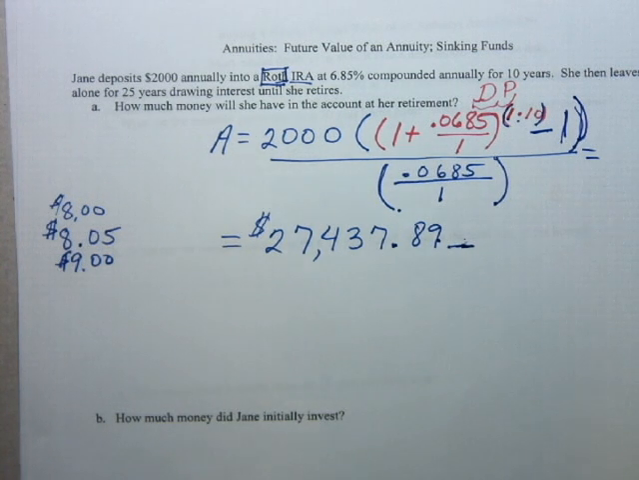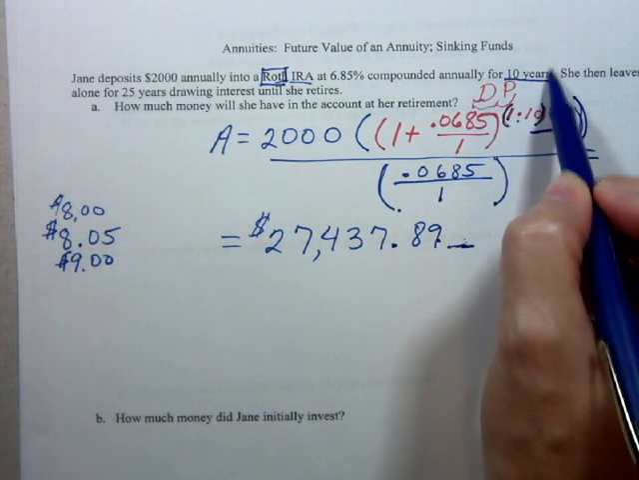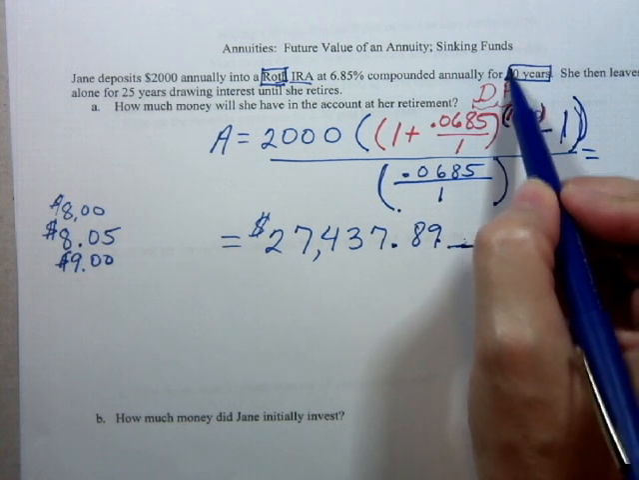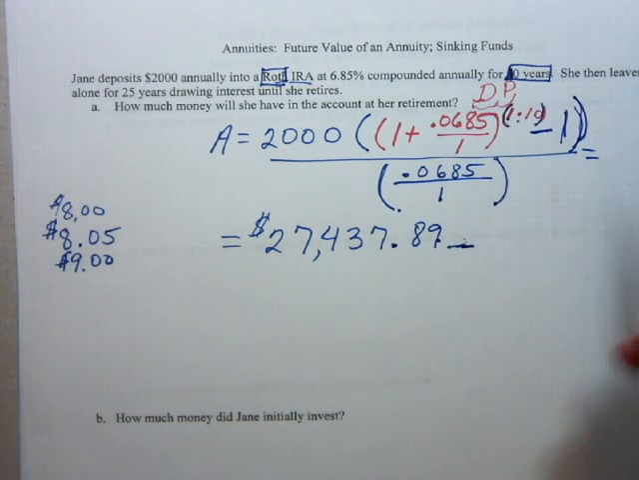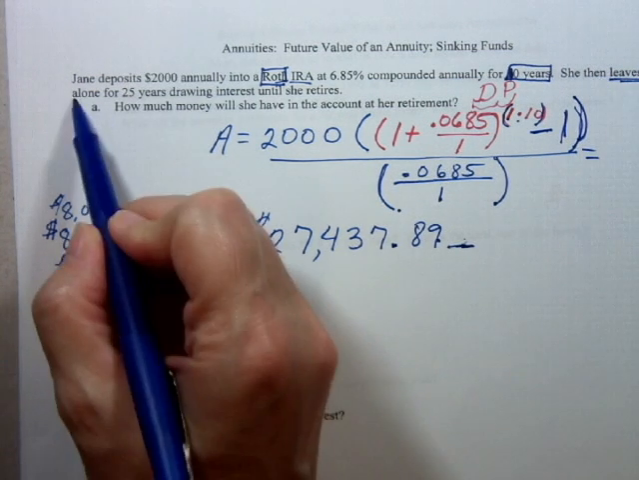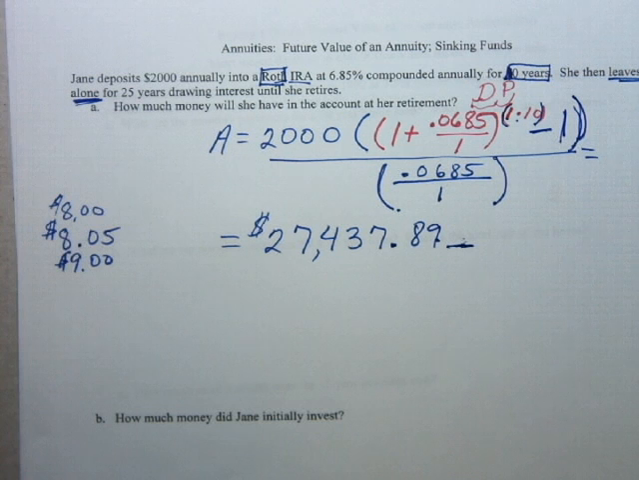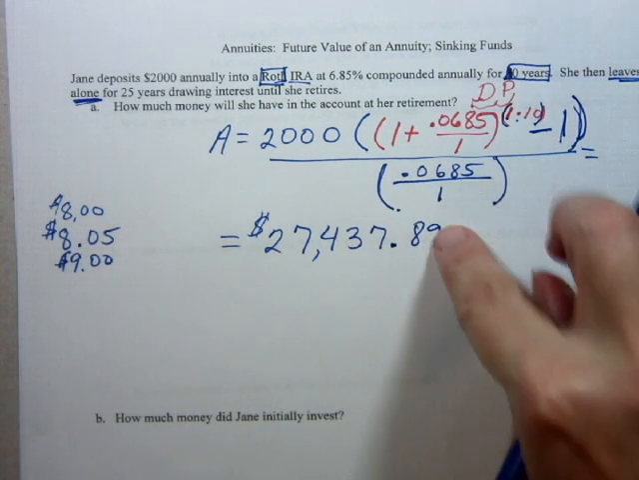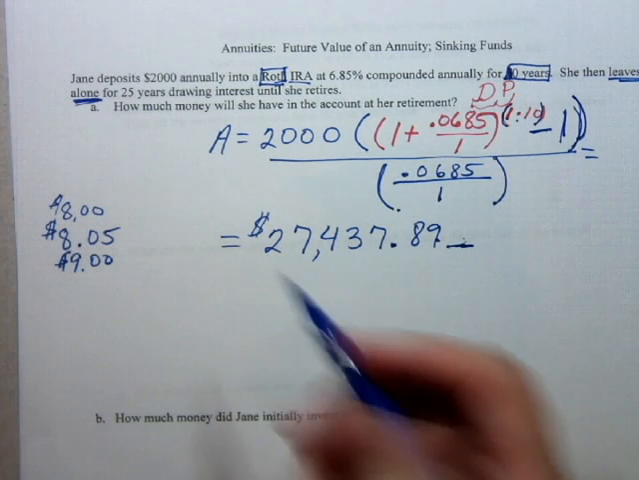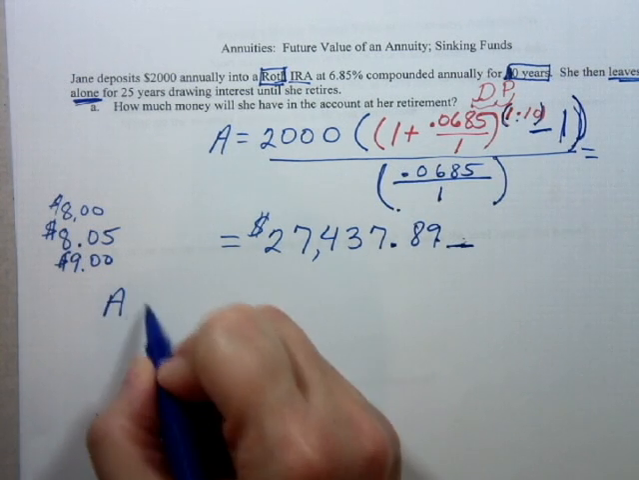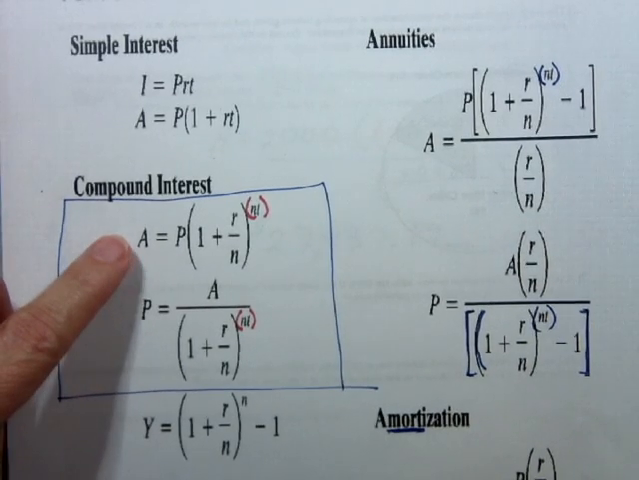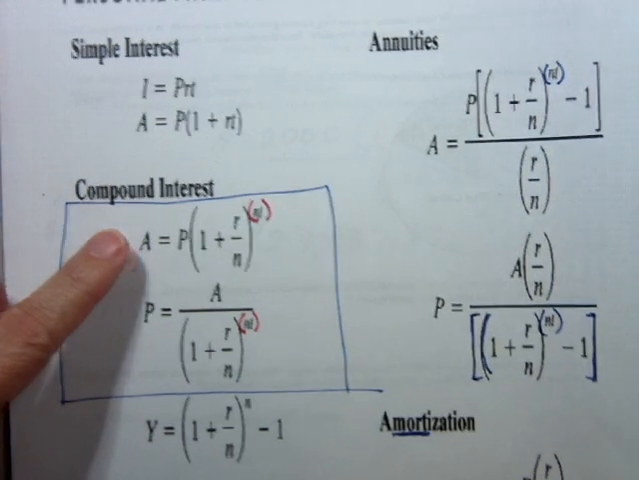Okay, so how much will she have in the account at her retirement? Now notice this was only for 10 years because Jane only had money to put in this for 10 years. Then she leaves it alone. Now when she leaves it alone, she's no longer making payments in the account, which means it becomes a compound interest problem, not an annuity anymore. So it was an annuity for the first 10 years, but now I'm looking at my compound interest formula here. I want to know how much she's going to have in the account. So I'm looking at this formula.